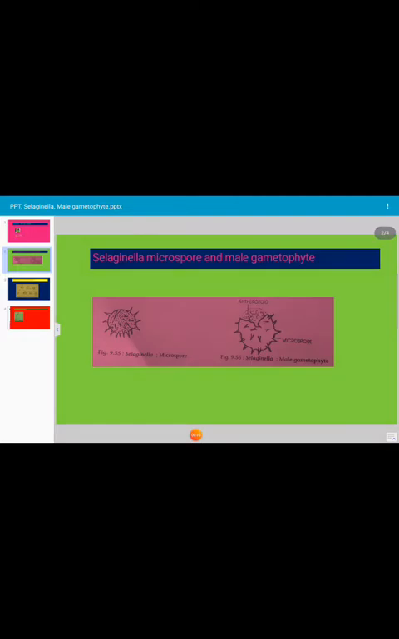Today's topic for discussion is the male gametophyte of Selaginella. Selaginella is a pteridophytic plant. Let us see all the details of the male gametophyte of the Selaginella plant.